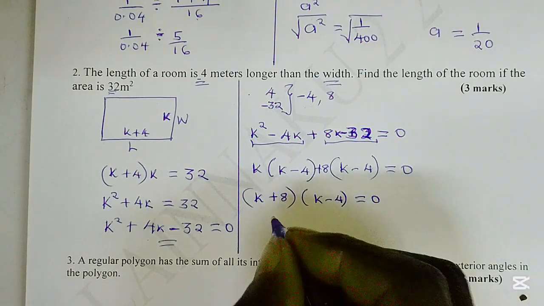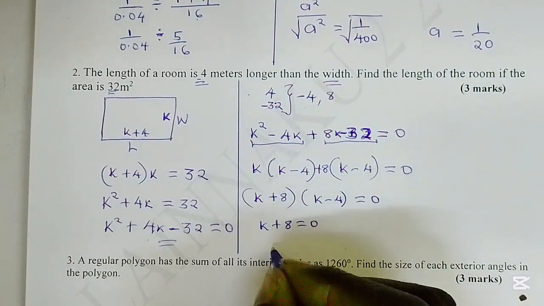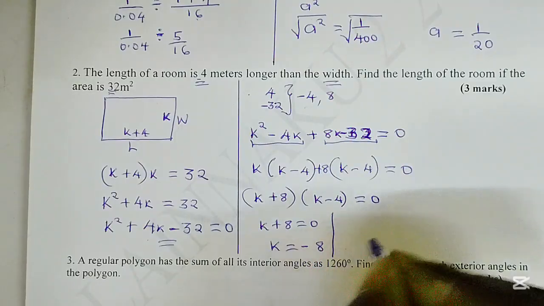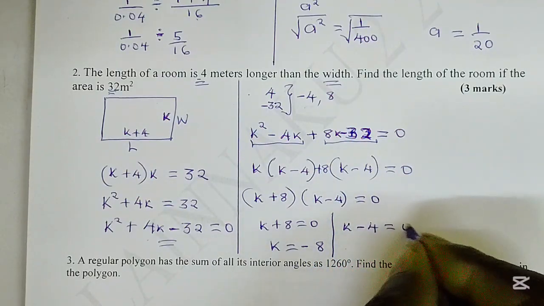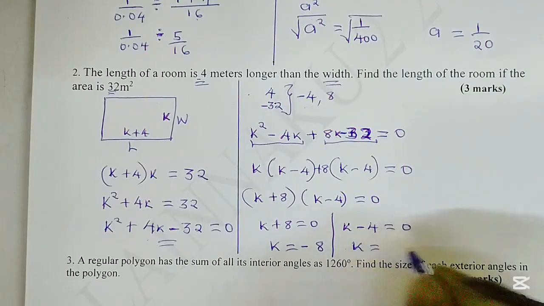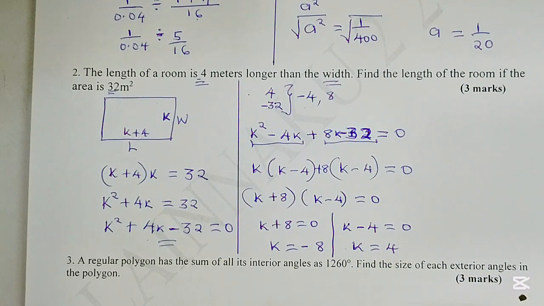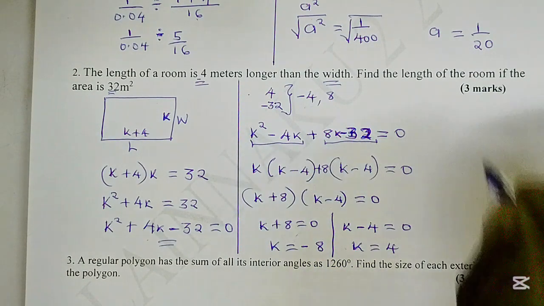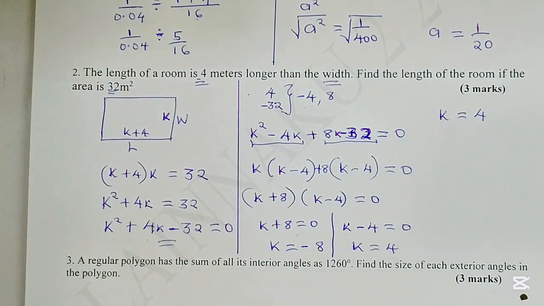So it means that the value of K plus 8 can be equal to 0, so K equals negative 8. Or the value of K minus 4 equals 0, so K equals positive 4. So we are going to ignore the negative because we know the measurement cannot be negative. So it means that the value of K is equal to 4.